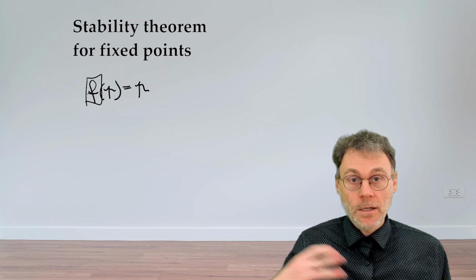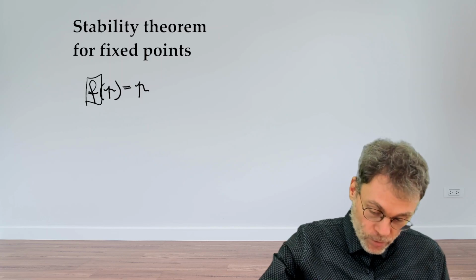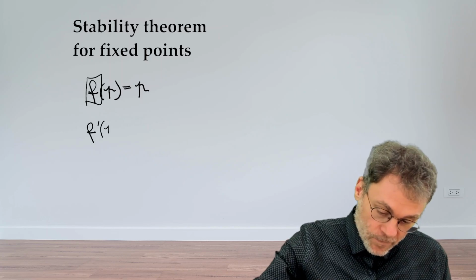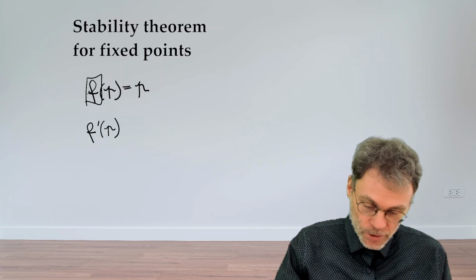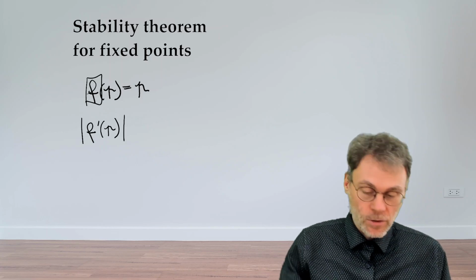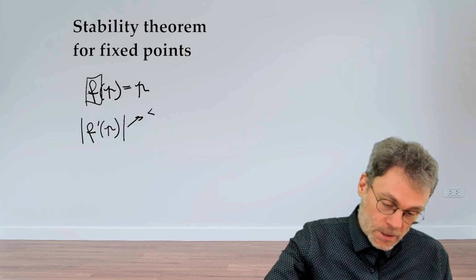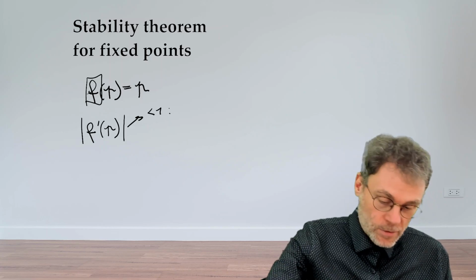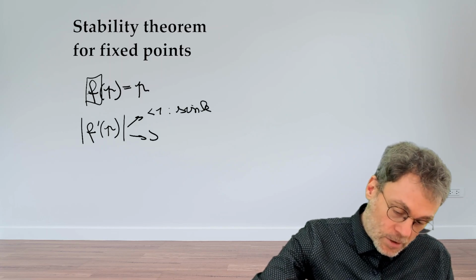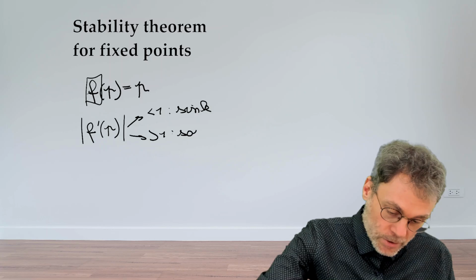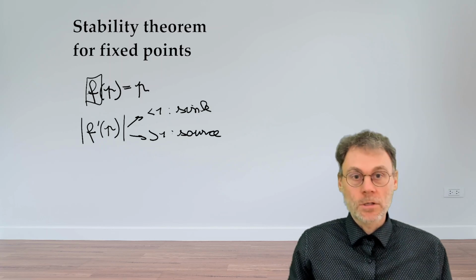And that's the topic of a very nice theorem, which tells you what you need to do is look at the value of the derivative of your map at a fixed point P, and then look at the magnitude. If that magnitude is smaller than 1, then it turns out that you have a stable fixed point, a sink. If the magnitude is bigger than 1, you will end up with something unstable, a source.